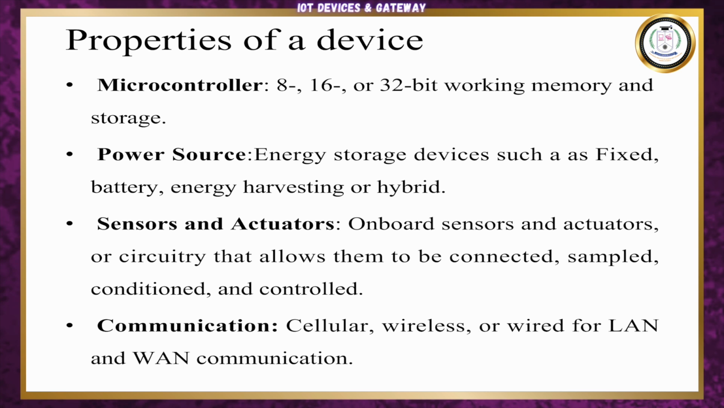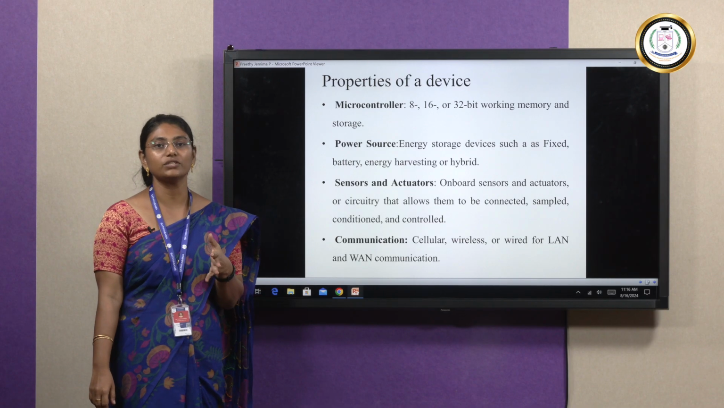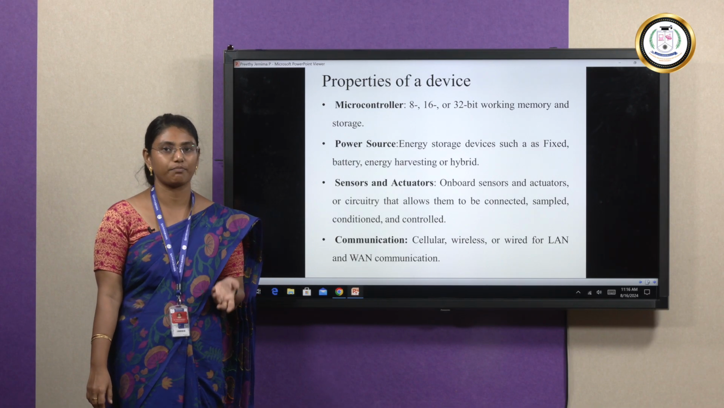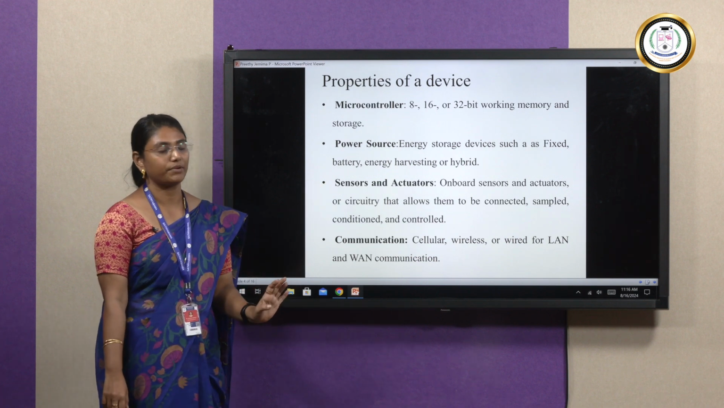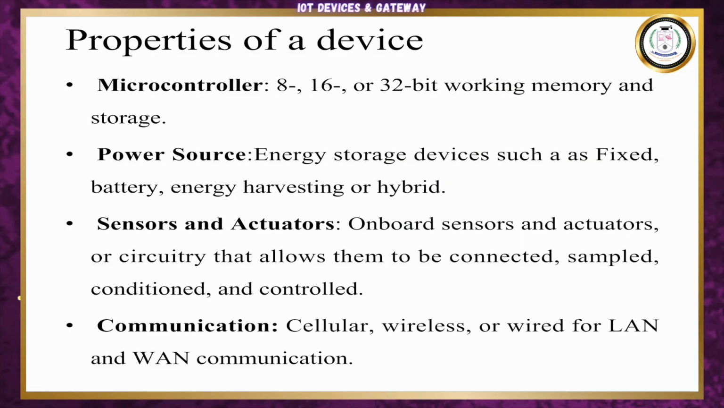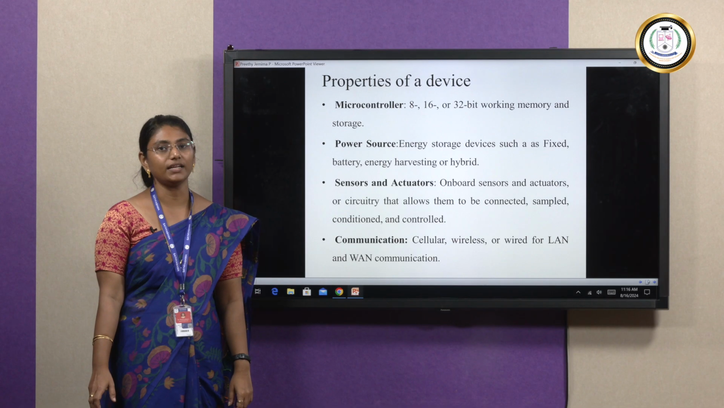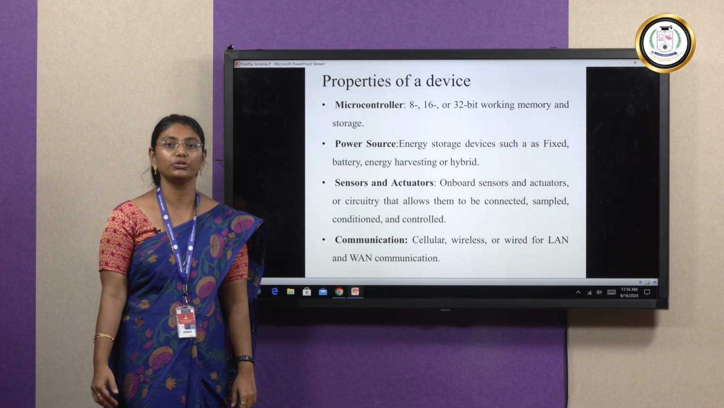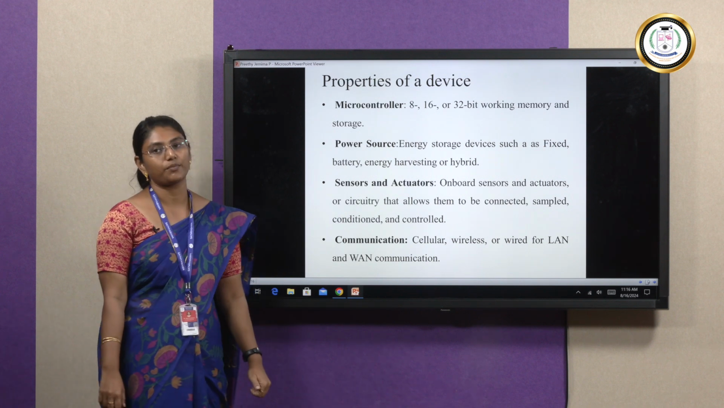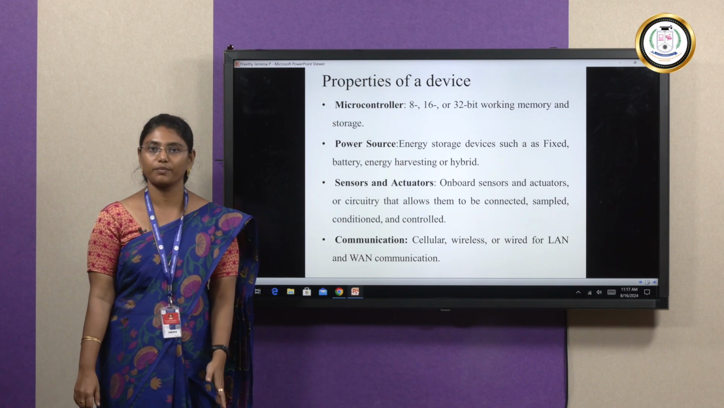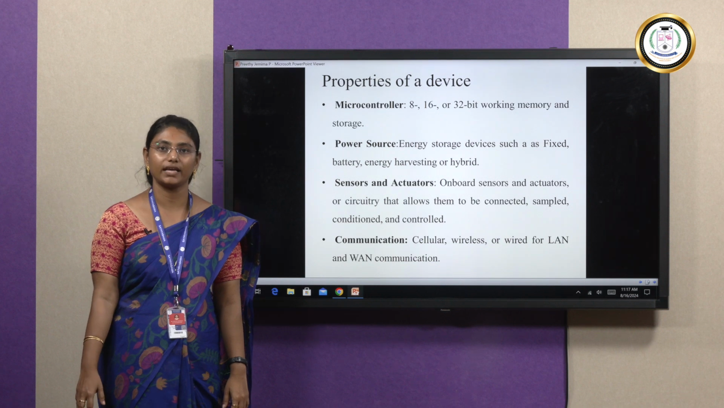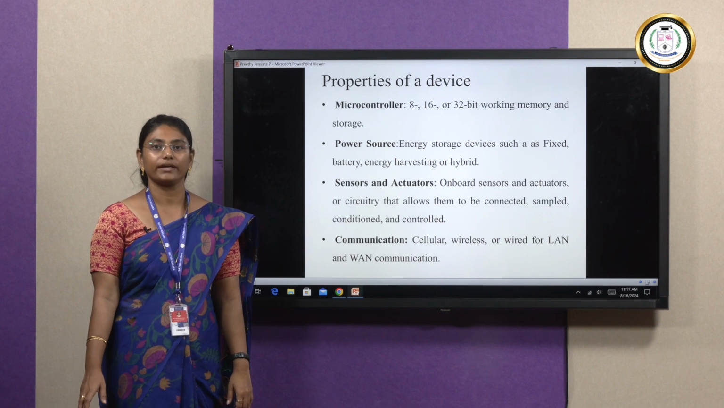Next is the properties of a device. A microcontroller will have 8, 16 or 32 bits of working memory along with storage, and a power source is the efficient storage device. It can be referred to as a battery or a hybrid one. Third one is sensors and actuators. Sensors get the input from the environment, and actuators give the output to the environment. Fourth one is communication. It can be cellular communication, local area network, wide area network, and can be wired or wireless.